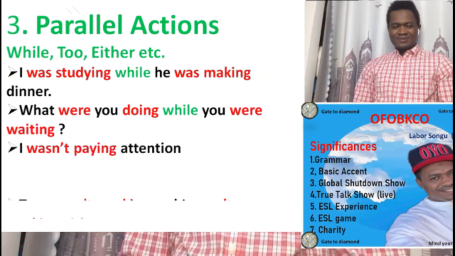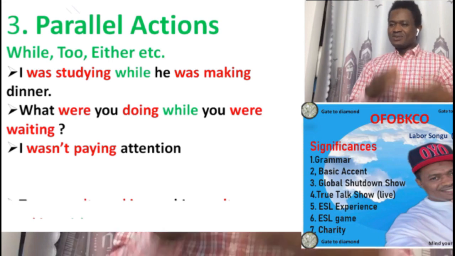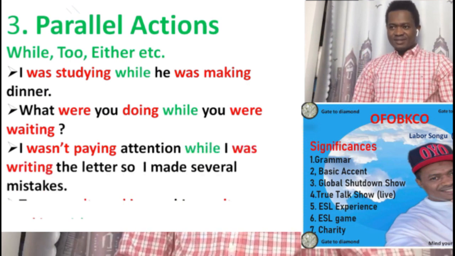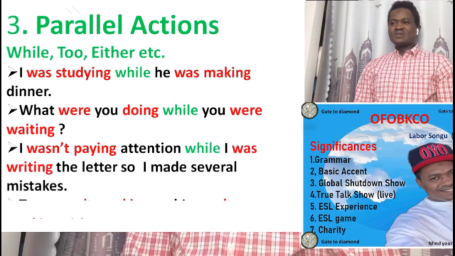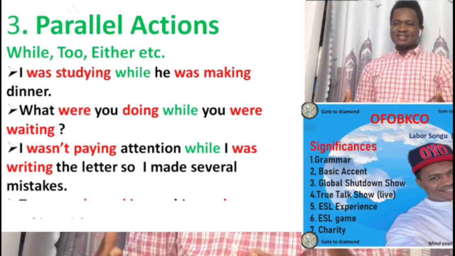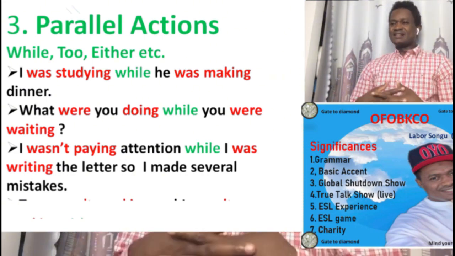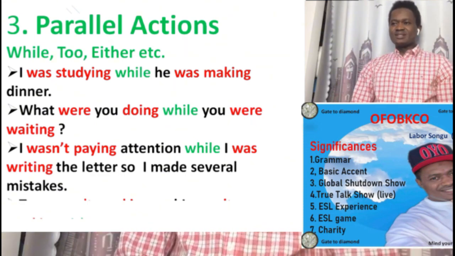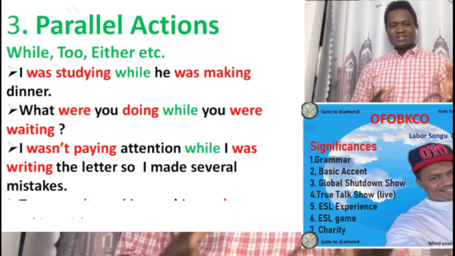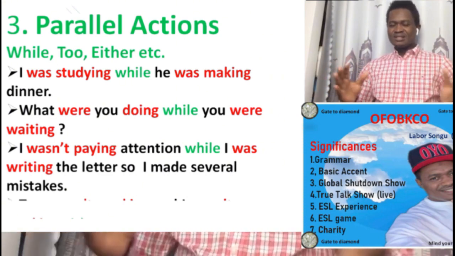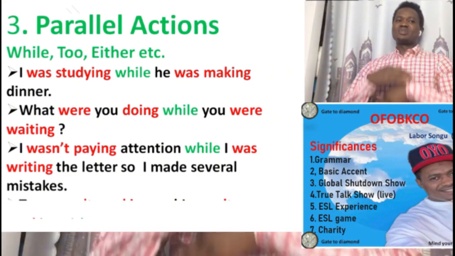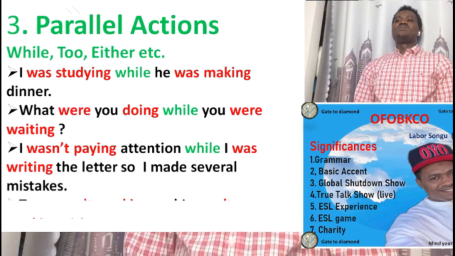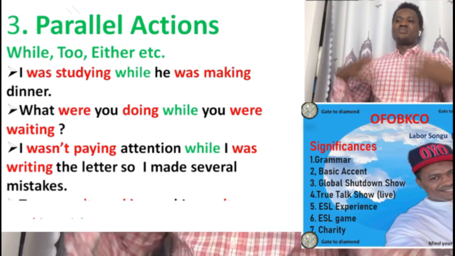I wasn't paying attention. This was the action that was going on in the past. I wasn't paying attention while I was writing the letters, so I made several mistakes. These are two actions that were going on in the past that never meet. They can never meet. So I wasn't paying attention while I was writing the letters, so I made several mistakes. They are parallel actions. Okay.